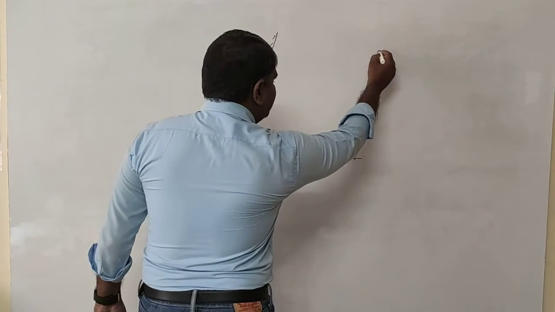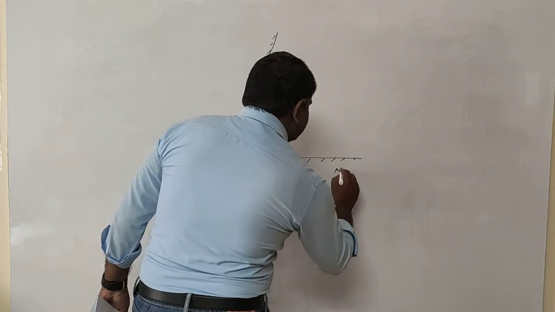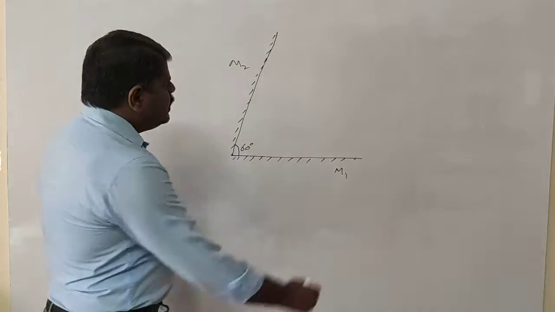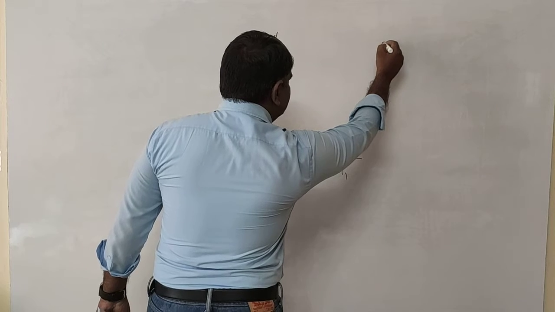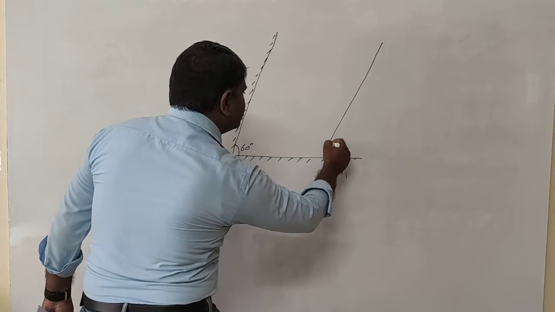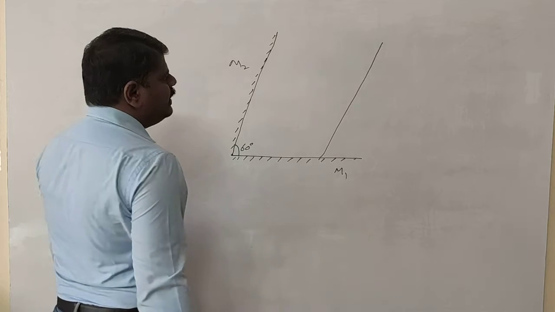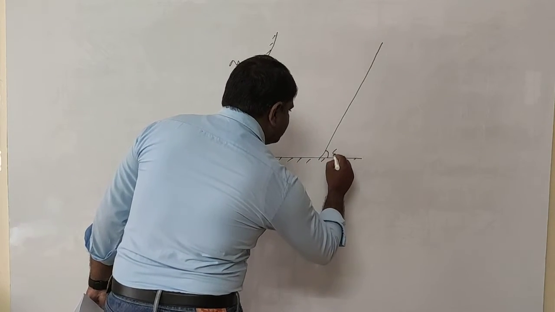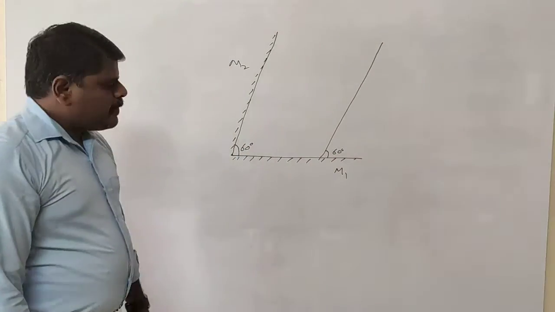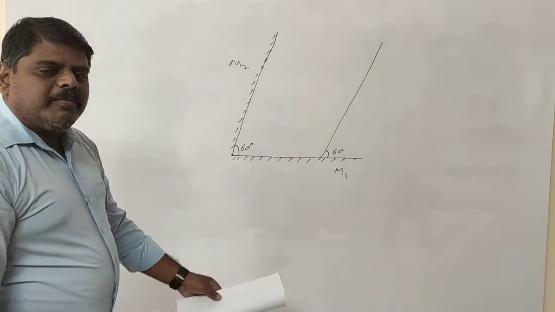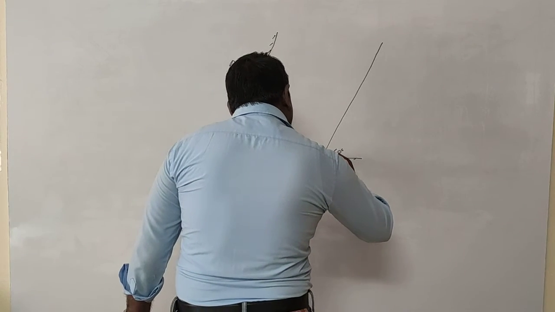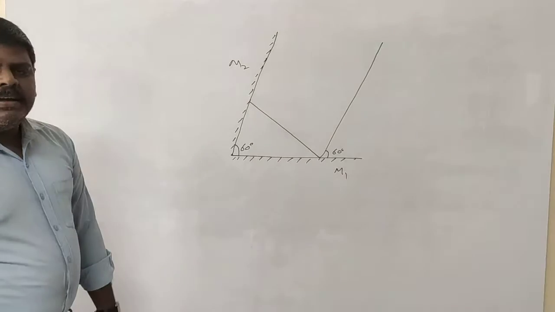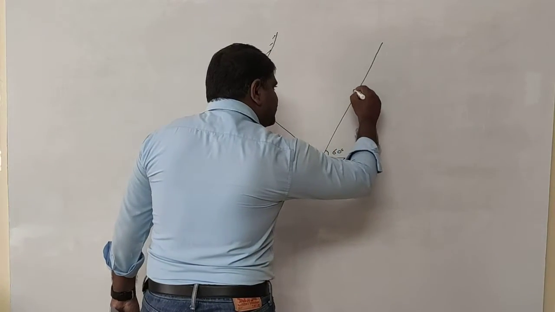A ray of light is incident on the first mirror. Let us say this is M1 and this is M2. A ray of light is incident parallel to the second mirror, like this. If it is parallel to the second mirror, definitely this angle is also 60 degrees. Then it reflects and is incident on the second mirror. So the ray of light travels in this direction.